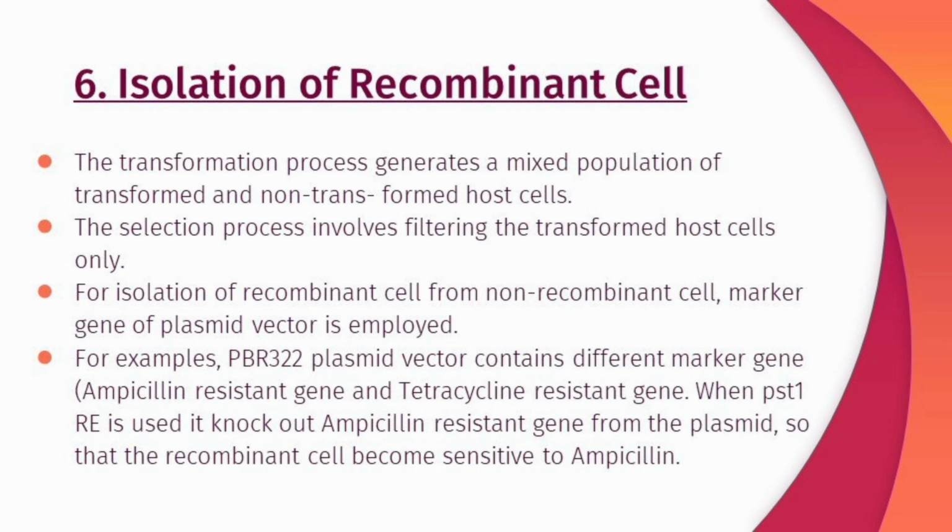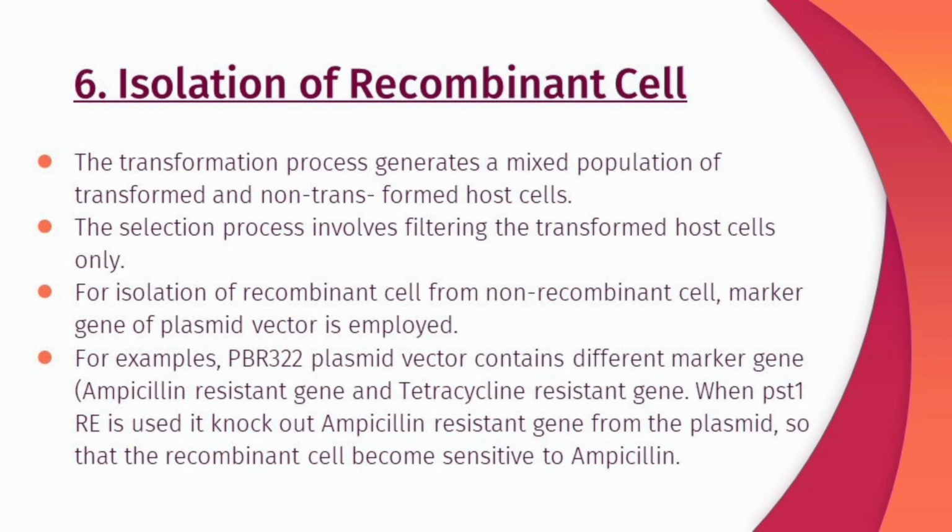The last step is isolation of recombinant cells. The transformation process generates a mixed population of transformed and non-transformed host cells. Selection process involves filtering the transformed host cells only. For isolation of recombinant cells from non-recombinant cells, a marker gene of the plasmid vector is employed. For example, pBR322 plasmid vector contains different marker genes, ampicillin resistance gene and tetracycline resistance gene.